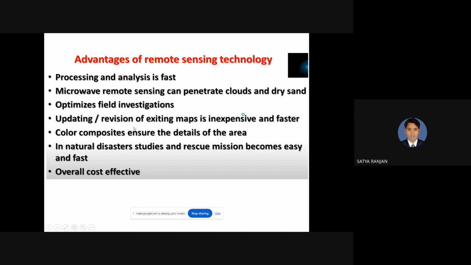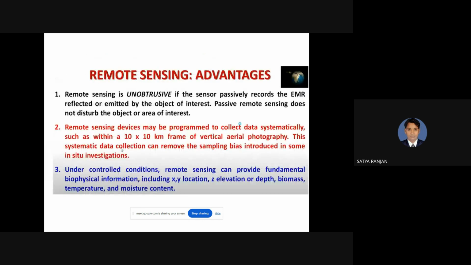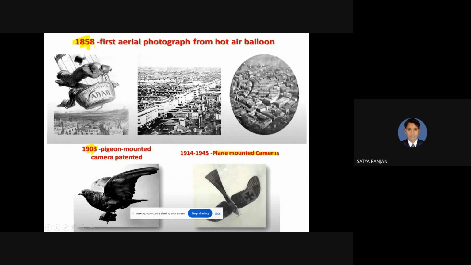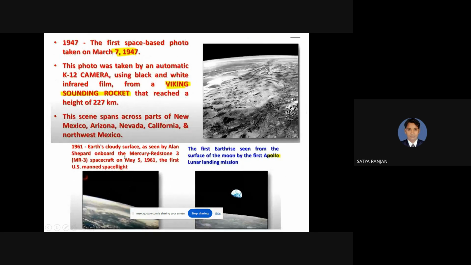Then updating and revising existing maps is inexpensive and faster. Color composites ensure the details of the area. Natural disaster studies and various other studies are useful with this technology, and overall it is cost effective. So these are some advantages, and the early photography from a hot air balloon was already discussed.